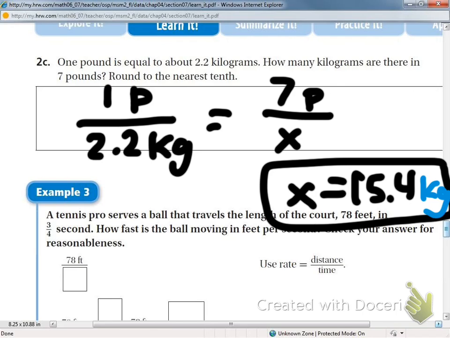So you should have cross multiplied and found that x equals 15.4 kilograms. That is correct.